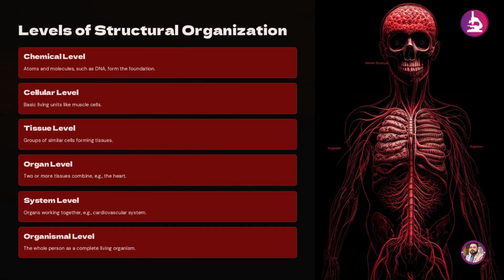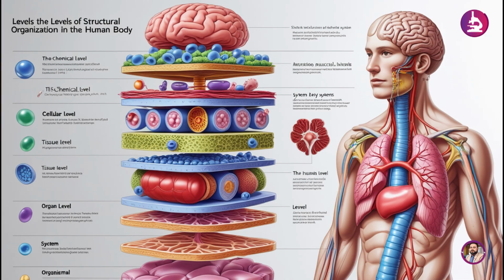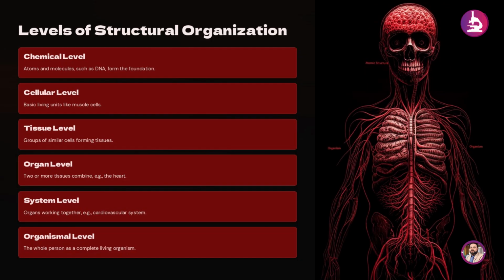Levels of structural organization in the human body. The human body demonstrates an exquisite hierarchy of organization that reveals how simple components progressively combine to form increasingly complex structures. This organizational framework begins at the most fundamental chemical level, where atoms such as carbon, hydrogen, and oxygen interact to form essential biological molecules, including water, carbohydrates, lipids, proteins, and nucleic acids. These molecular building blocks establish the foundation for all higher levels of organization.